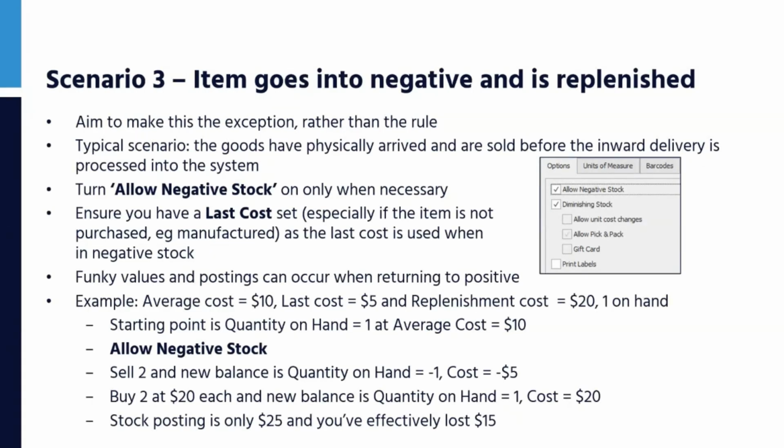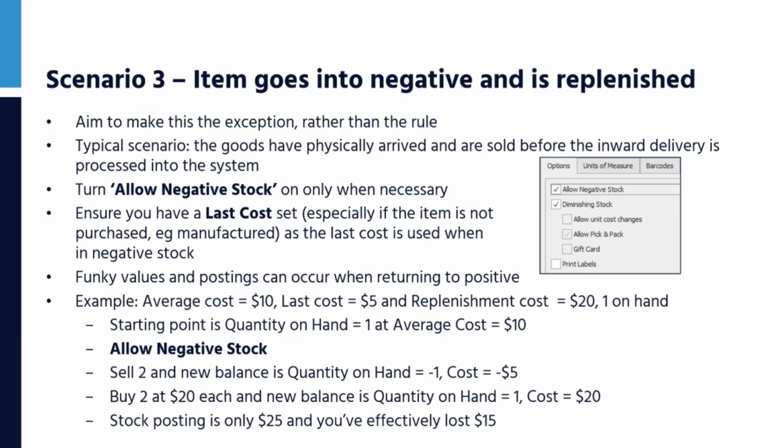Okay, the third scenario is an item that goes into negative and is replenished. And again, as an accountant, we hate this. It shouldn't happen. Theoretically, there's no such thing as negative stock. But the reality in the world is that there are certain circumstances where this is one of those necessary evils.